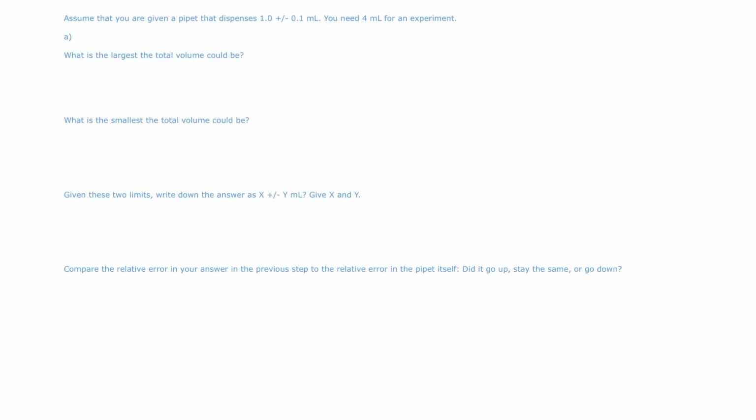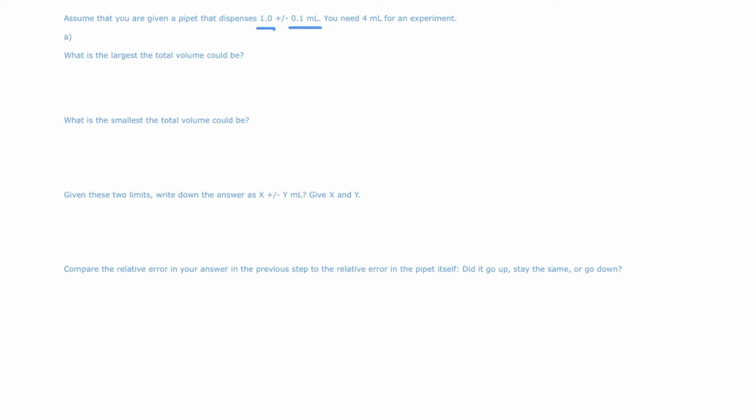Assume that you are given a pipette that dispenses 1.0 plus or minus 0.1 milliliters, and that we need 4 milliliters for an experiment. Part A starts by asking, what is the largest the total volume could be? So if the pipette is giving us 1 milliliter in each measurement, and it has an error of 0.1 milliliters, this means that the maximum volume in one measurement the pipette can dispense is going to be 1.1 milliliters. And we know that we need 4 milliliters for the experiment. So we have to use the pipette 4 times in order to get to this volume.